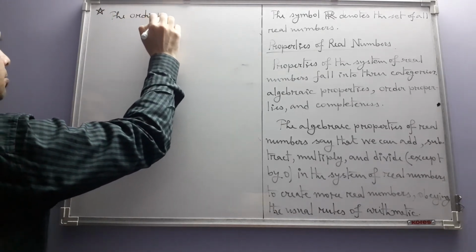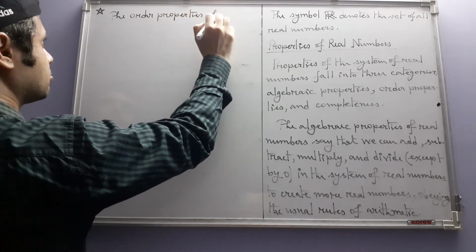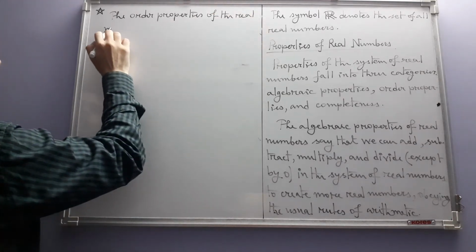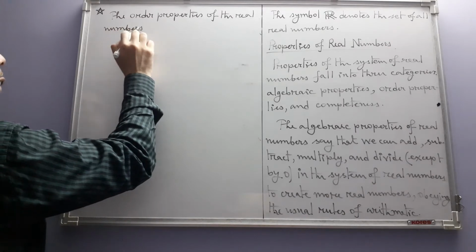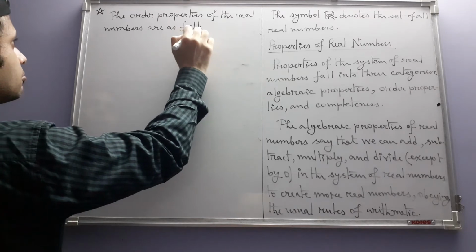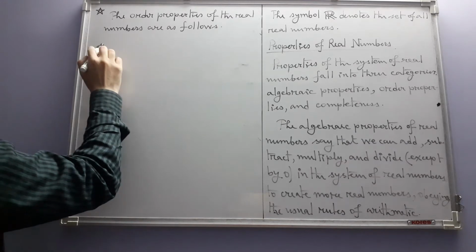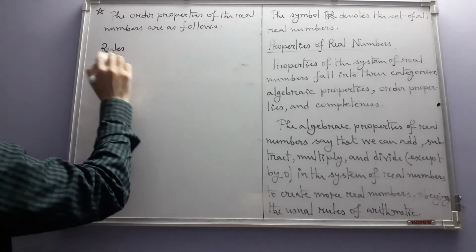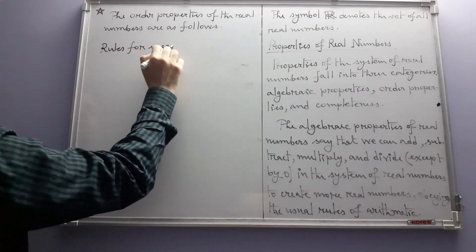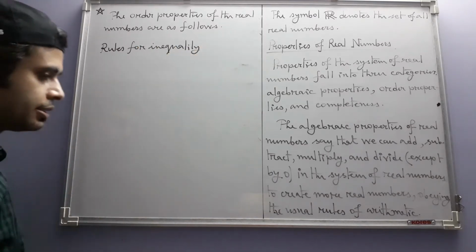The order properties of the real numbers are as follows. Rules for inequality. Inequality or inequalities?